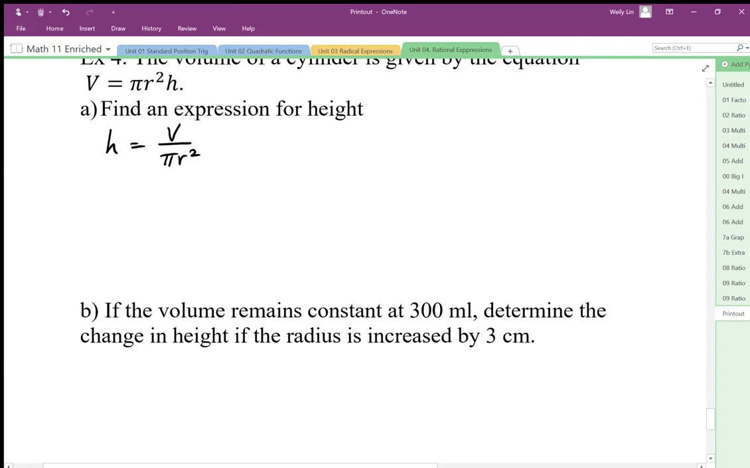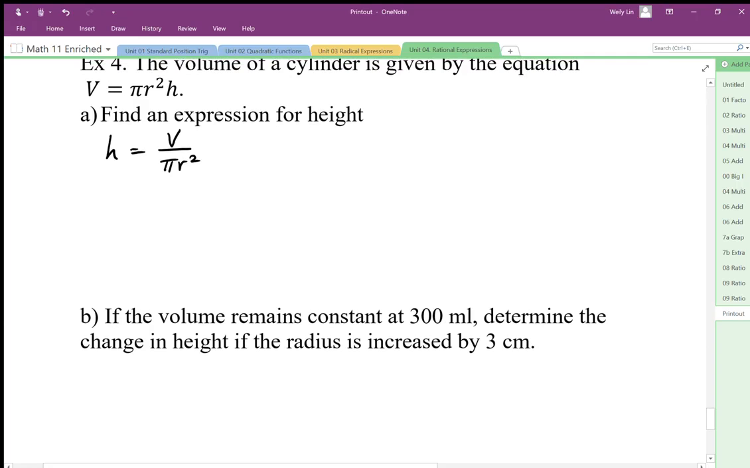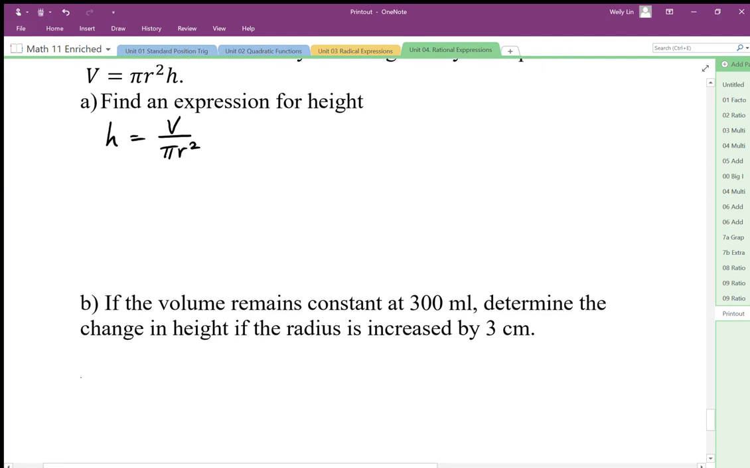So the volume remains constant at 300 milliliters. Determine the change in height if the radius is increased by 3 centimeters. Okay, so my height initial is going to be based on that equation. So I'm just going to change the volume to 300 and pi r squared. The r is unknown.